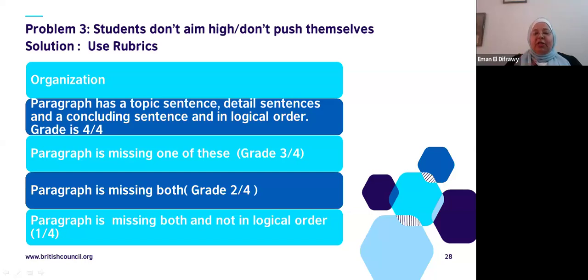Organization. Paragraph has a topic sentence, details, concluding, and in logical order. So they get 4 out of 4. Paragraph is missing one of these, 3 out of 4. Paragraph is missing both topic sentences and details, for example, 2 out of 4. Paragraph is missing both and not in logical order. Okay, but at least they tried, so you can give them 1 out of 4.